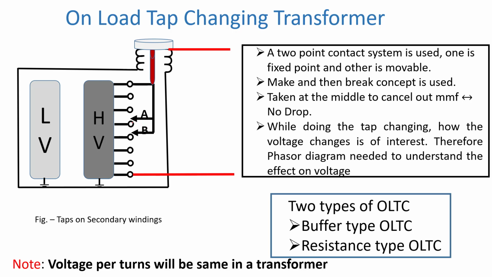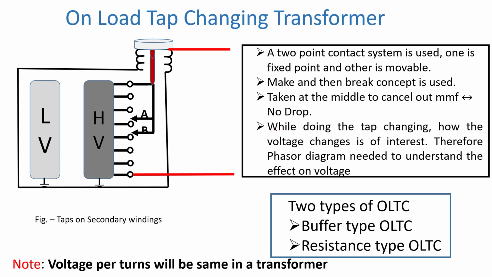Interruption means it will lead to a huge arc, and then there will be arc byproducts also. Not only that, mechanical wear and tear will also be there. Therefore this is how it is done. Here are some points. A 2-point contact system is used. I have already told you, make and then break. First make and then break. So before breaking one arm, one connection, you have to make and ensure another connection.